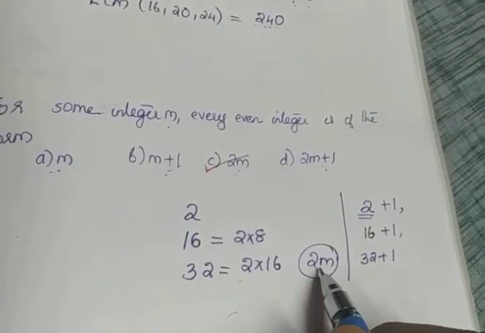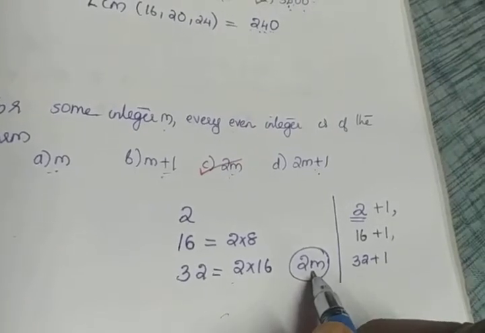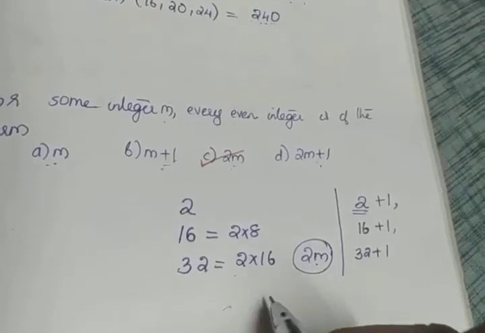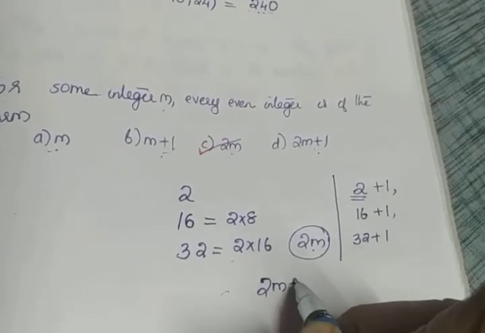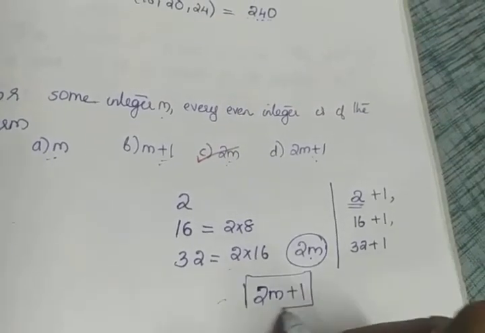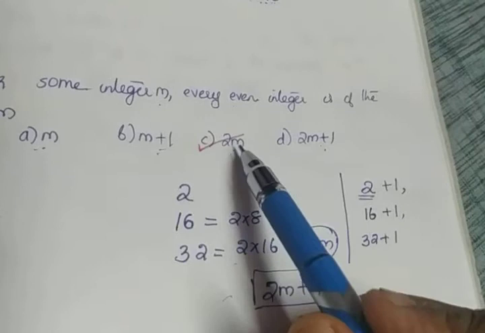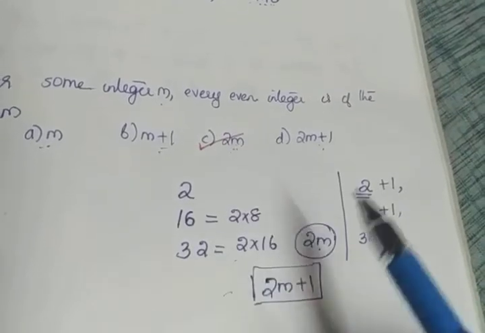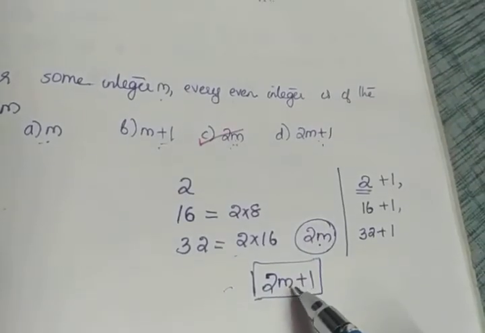So if the general representation of even number is 2m, what will be the general representation of an odd number? Odd number can be represented as 2m plus 1. Okay? This must be there in your mind. An even number can be expressed as 2m and an odd number can be expressed as 2m plus 1.